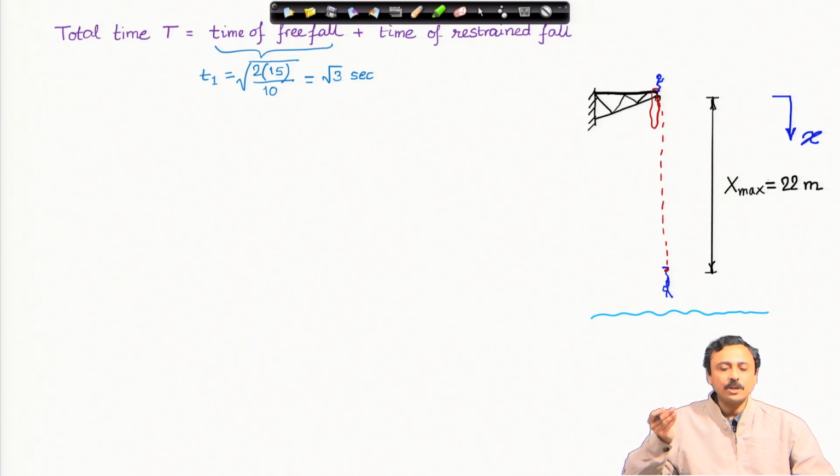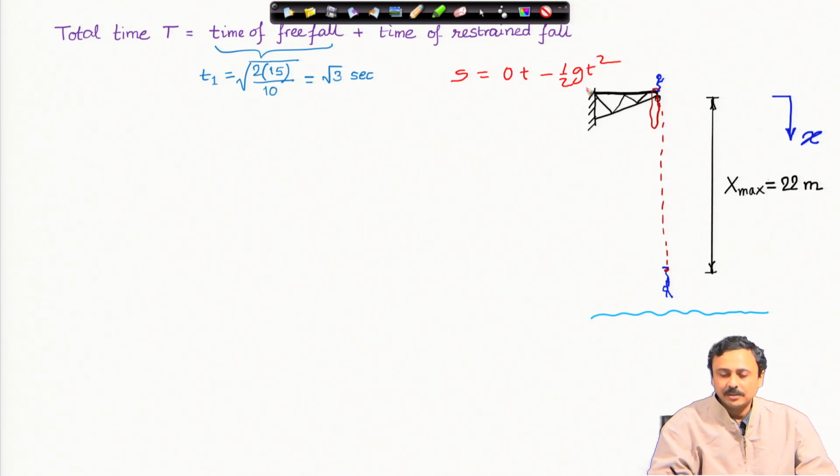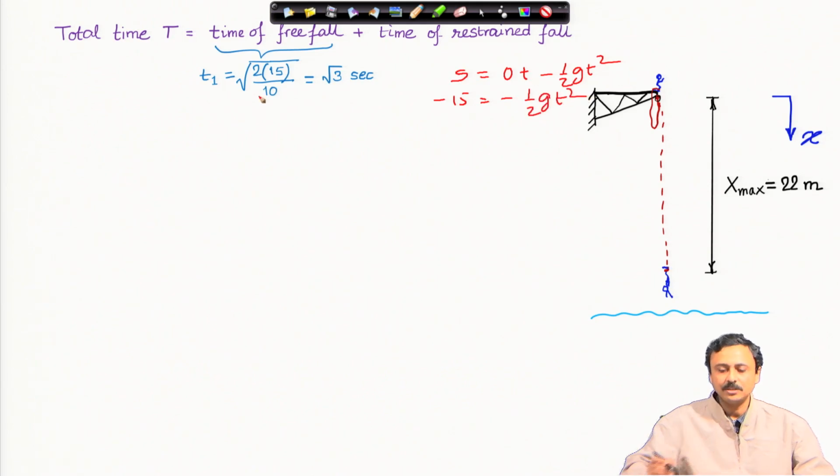It starts from 0 velocity and the distance travelled is 15 meter. If you remember, s is equal to initial velocity 0 times t minus half g t square, and from here you will get, so distance is now in this coordinate system minus 15 meter, equals minus half g t square. Therefore, t1 during the free fall comes out to be under root 3 second.